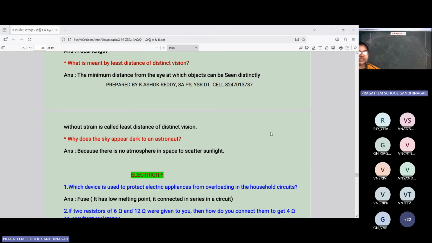What is meant by least distance of distinct vision? The minimum distance from the eye at which objects can be seen distinctly without strain is called the least distance of distinct vision.